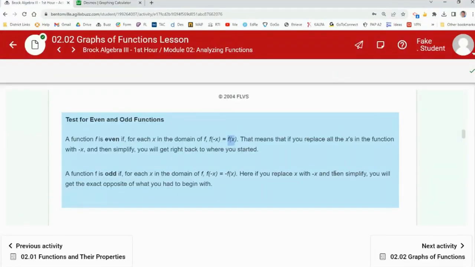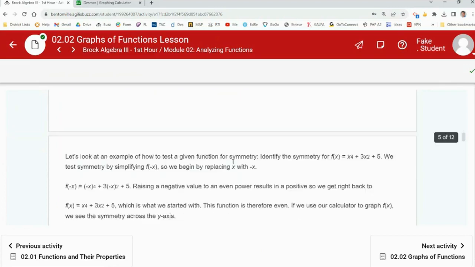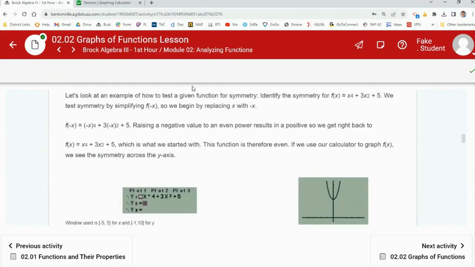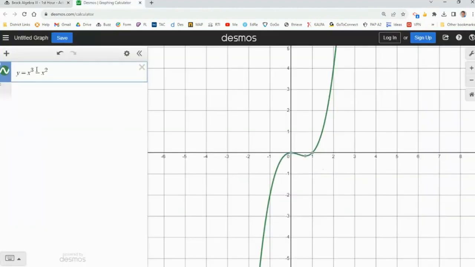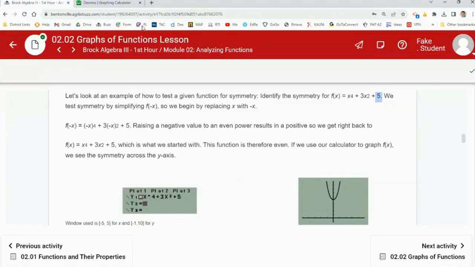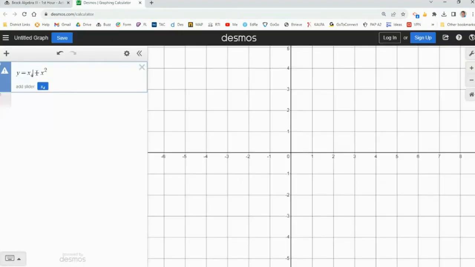So there you go. You will get the exact opposite of what you had to begin with if it's odd. So here's an example they give. They start with x to the fourth plus 3x squared plus 5. Let's graph that to see what they're looking at. x to the fourth plus 3x squared plus 5.